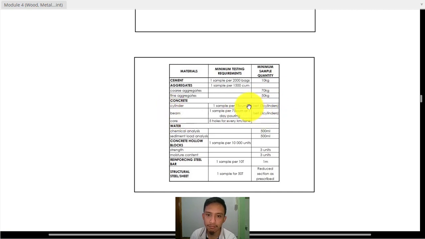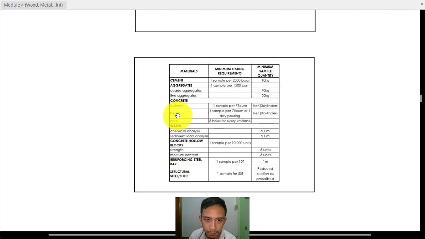Same with the beam, per 75 cubic meters, or 1 day pouring. If you say 1 day pouring, even if you did not reach the 75 cubic meters in 1 day, if you still did a pouring in a day, you need to represent that by one sample or one set of sample, which is 3 cylinders, for beams and columns.